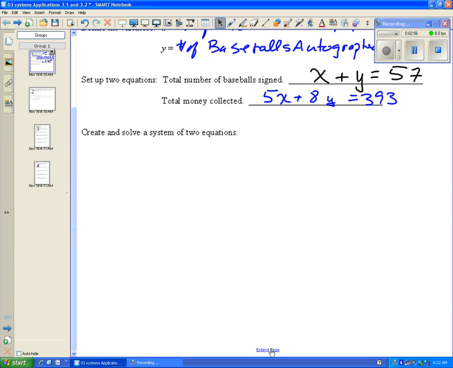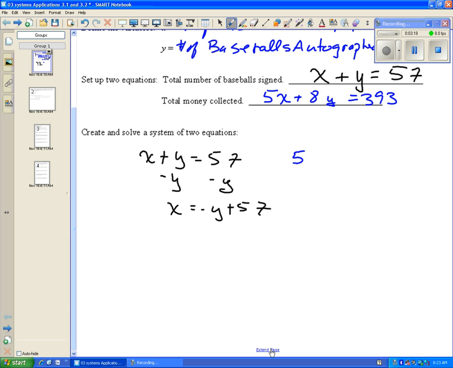If I look at this, to me, it seems easiest to use substitution. So I'm going to say that x plus y is equal to 57. I'm going to subtract y from both sides, so that x is equal to negative y plus 57. I'm going to substitute that into my other equation. So 5 times negative y plus 57 plus 8y is equal to 393. I'm going to distribute that 5. Negative 5y plus.